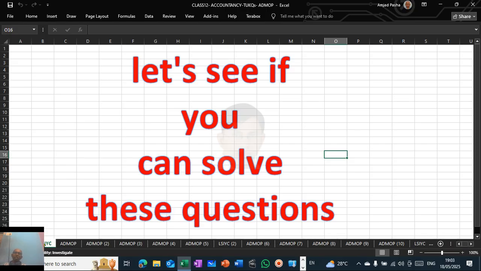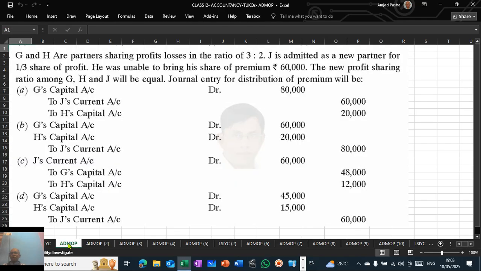So let's see if we can solve these questions. These are the questions from admission of partnership. What you can do is try answering them yourself and then cross check with the solutions. Whether you are learning at school, going for tuitions, or self learning, try to answer these questions and evaluate yourself on whether you have understood the concept or not.